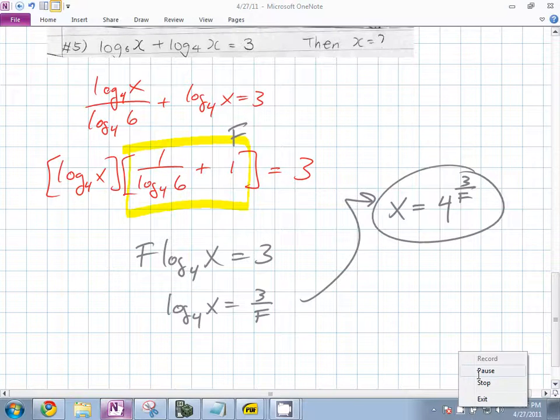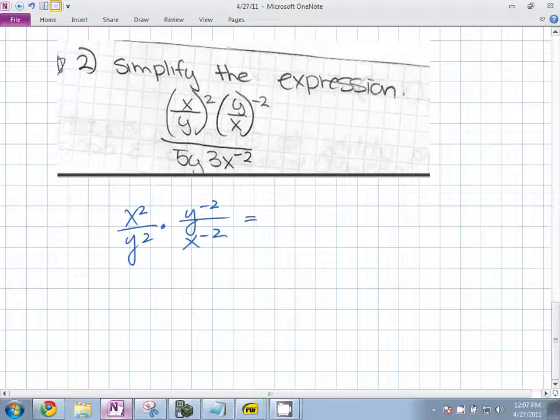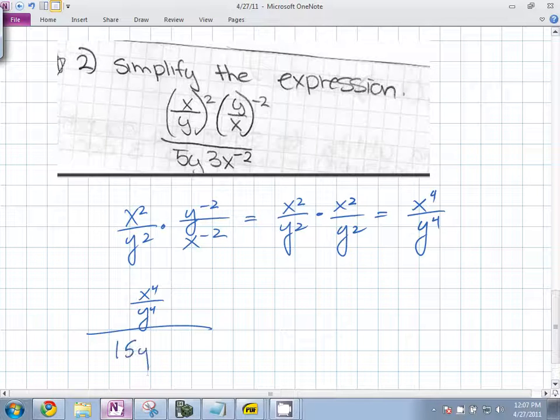Okay, any other one? The exponent. So you get x squared over y squared times y to the negative 2 over... Let's just do the top first. What does that become? What do you do with the negatives? Just flip them. This is something you can just jump to. It's going to be x squared y squared, and then you flip them, but they become positive. So that's the top. So now you have x to the 4th over y to the 4th all over 15y x to the negative 2.